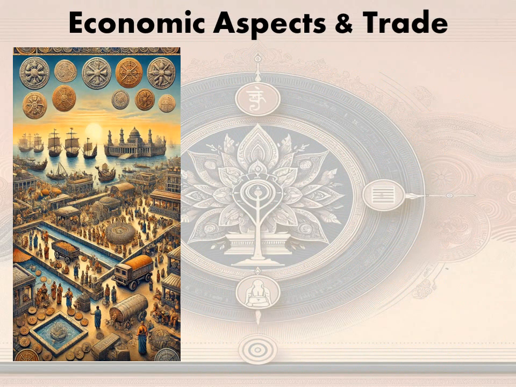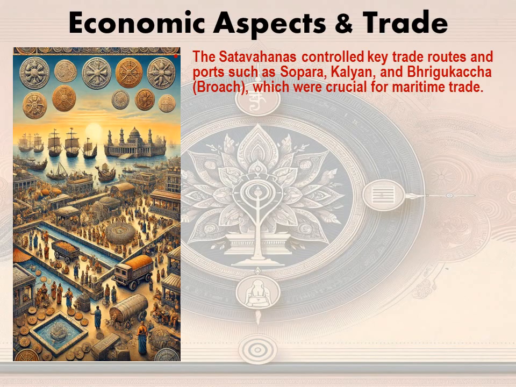Now, economic aspects and trade. How did they handle their finance? What was the economic policy of the Satavahana dynasty? The Satavahanas controlled key trade routes and ports such as Sopara, Kalyan, and Bharukachha, which were crucial for maritime trade, and they fought wars also with the Shakas for the control of these ports.